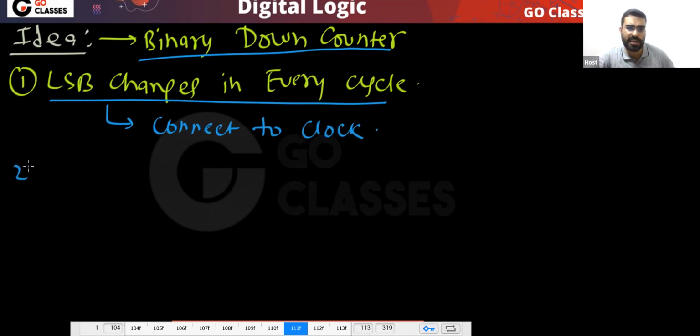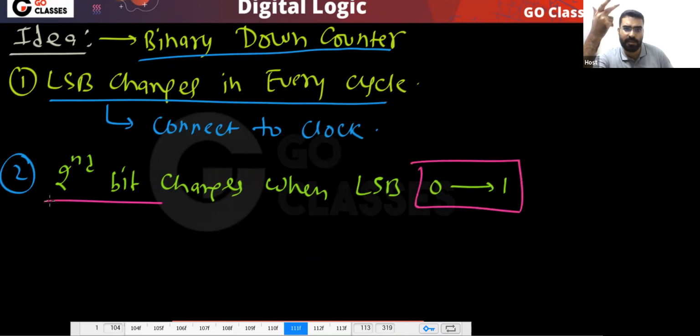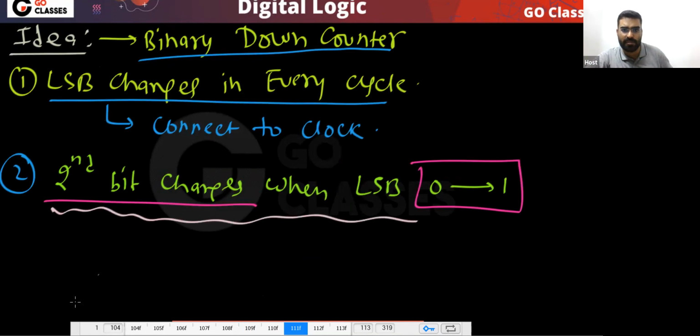Next, what is the second idea? The second idea is about the second bit. The second bit changes when the LSB goes from where to where? When the LSB goes from 0 to 1, then the second bit will change. So because of this idea, what action should I take?